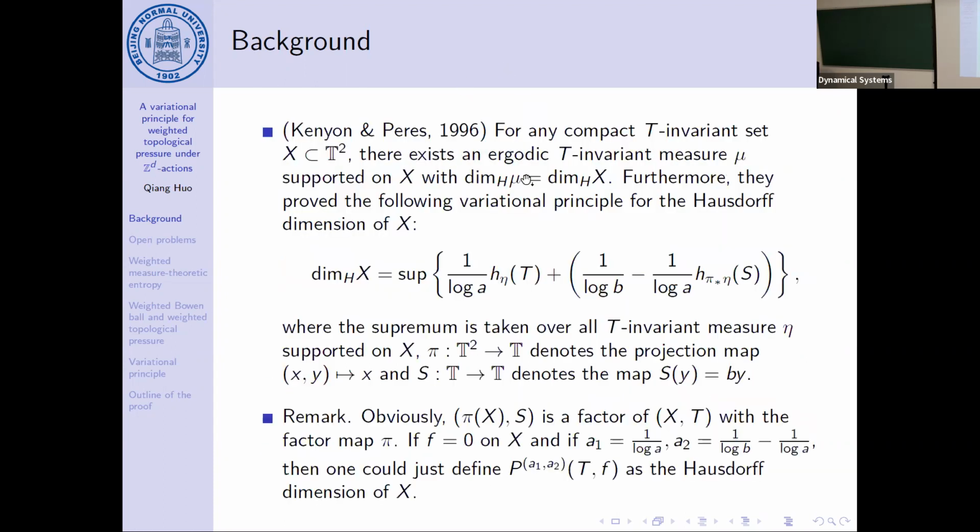Yeah, so this A1, A2 are just inverses of Lyapunov exponents. So they are already somehow incorporated into this pressure. Okay. So let's continue.